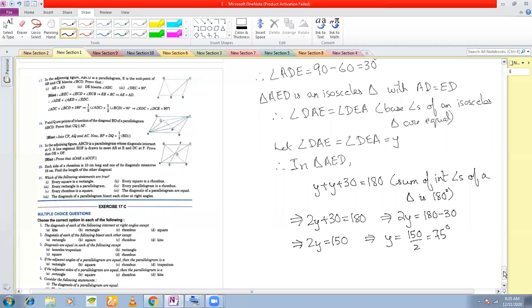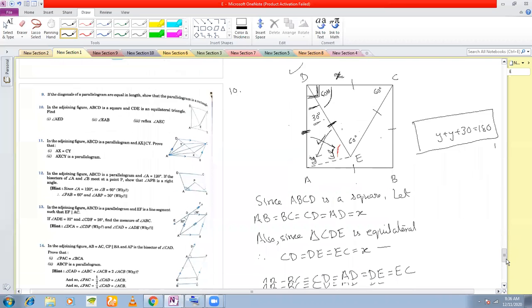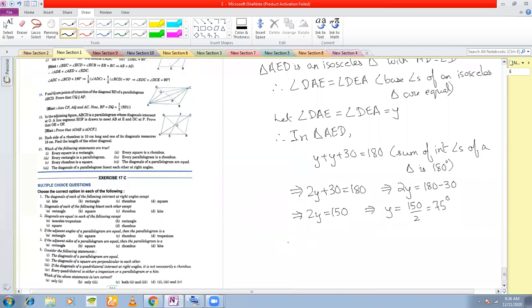Therefore, you needed to find this red angle here, that is angle AED, or you can also call it DEA. Hence, angle AED is equal to 75 degrees.